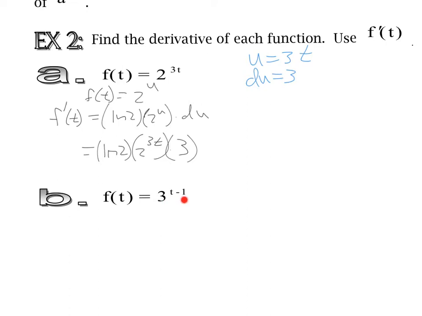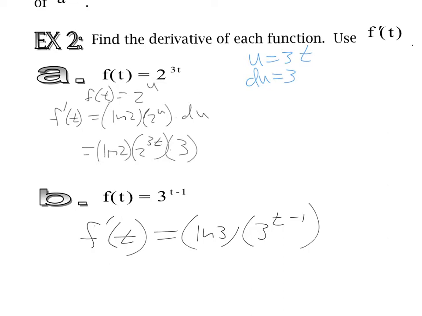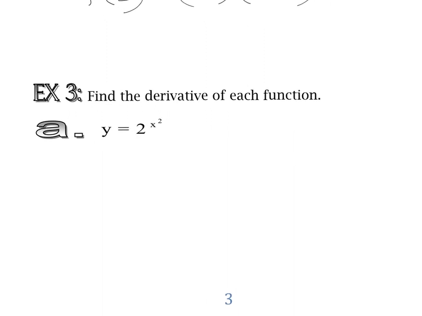Alright, so hopefully you saw that even though this is a function inside of a function, the derivative of the inside here is just going to be 1, because it's just 1t and that's just a constant. So we don't really have to concern ourselves with the chain rule here. So the derivative of f of t here would be the natural log of 3 times 3 to the t minus 1. That's it.